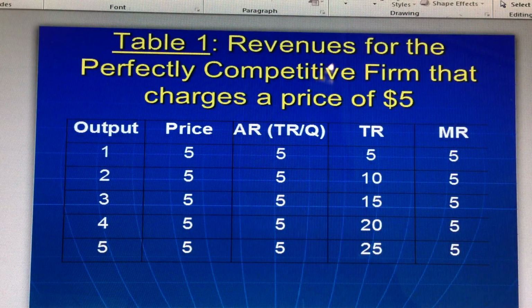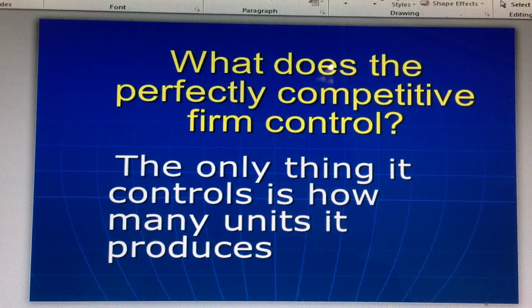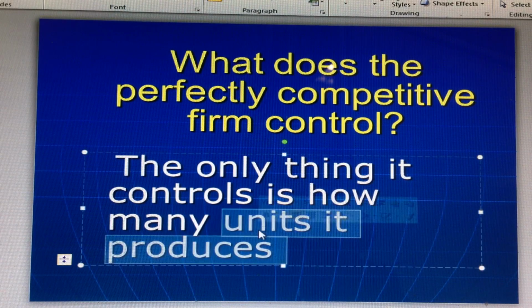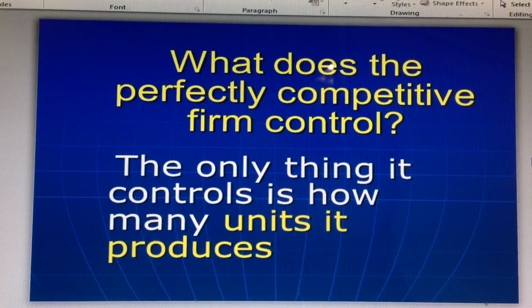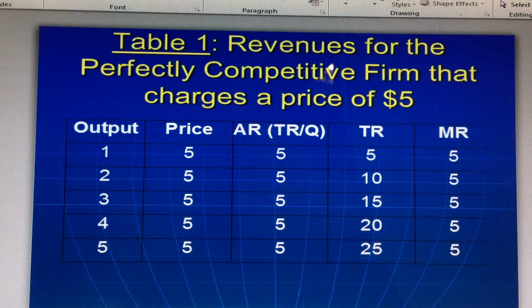Okay, what does the perfectly competitive firm control? Only how many units you produce. So if you have $1, you can sell a lot of cups, or you can sell less than that, depending on business, of course. So let us see this table. Why am I showing you a table with so many fives around?